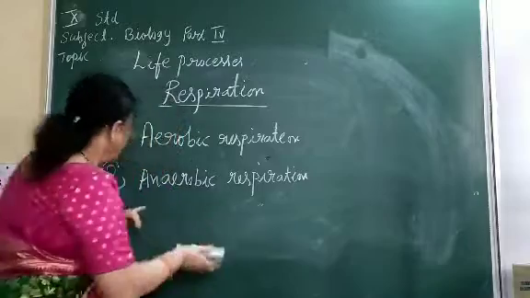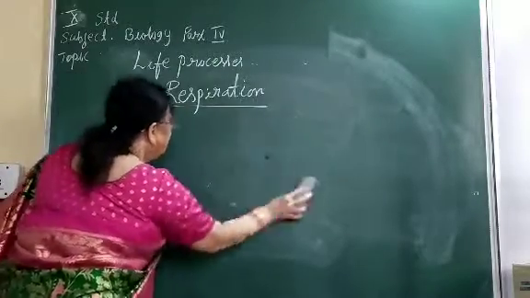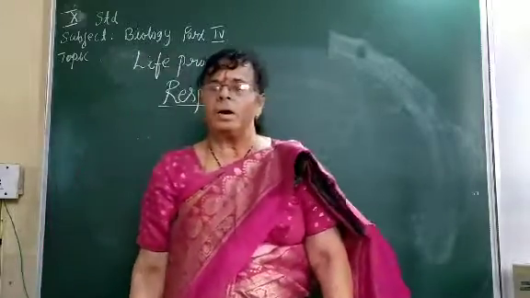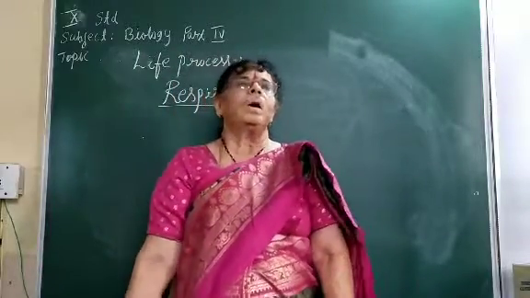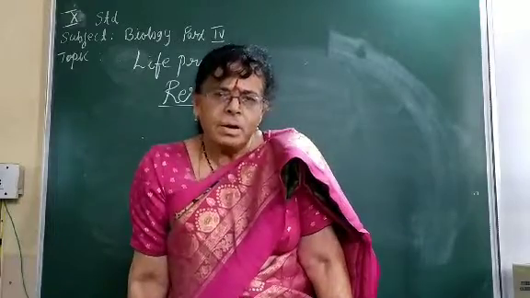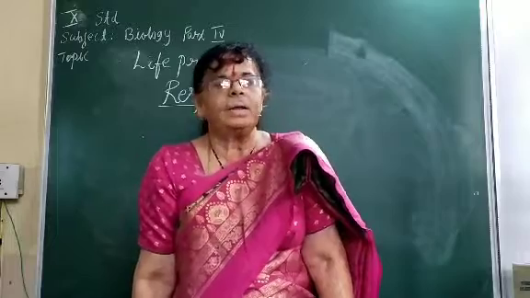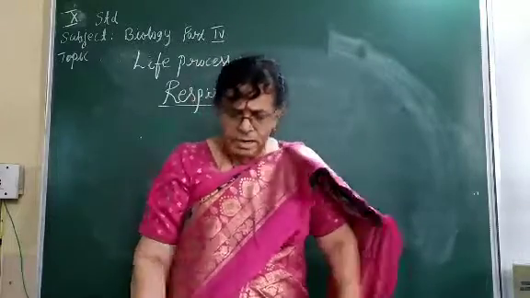Now let us see how different organisms are designed to get oxygen. Every organism has to adjust to its surroundings and then live. Suppose we take a fish.